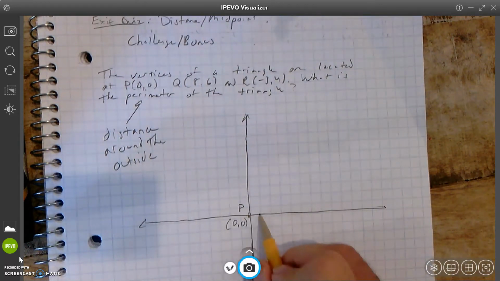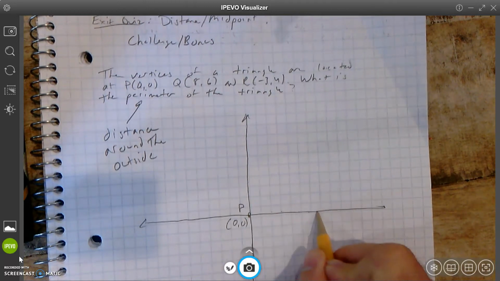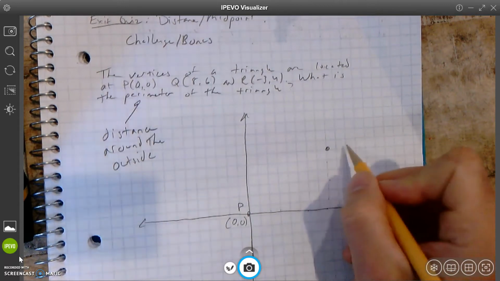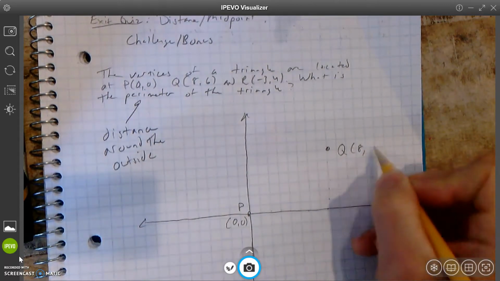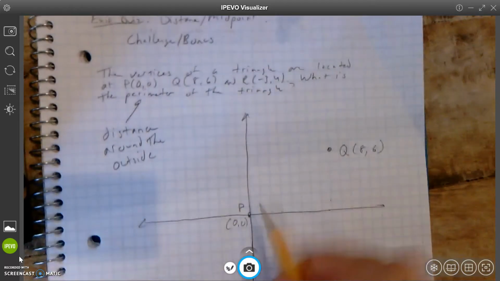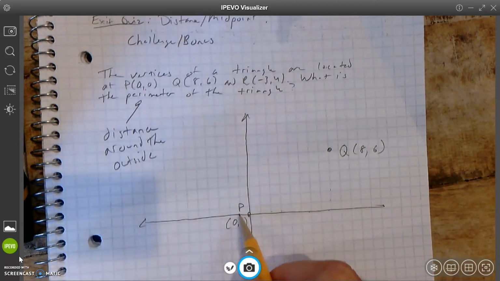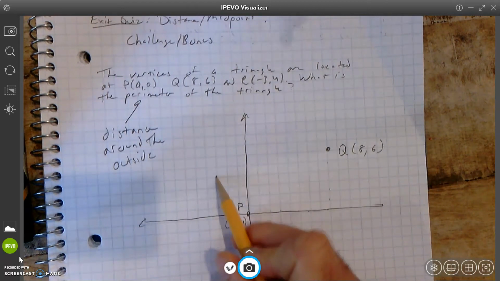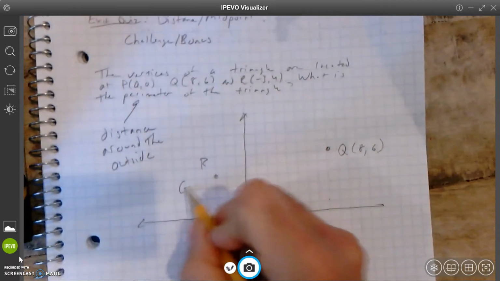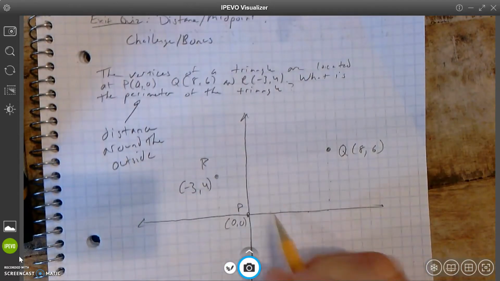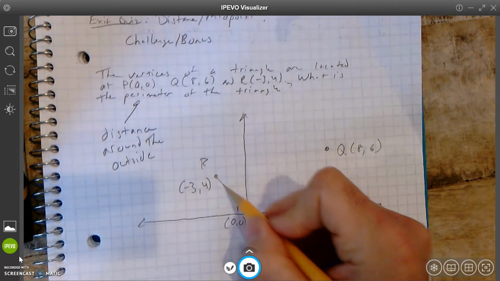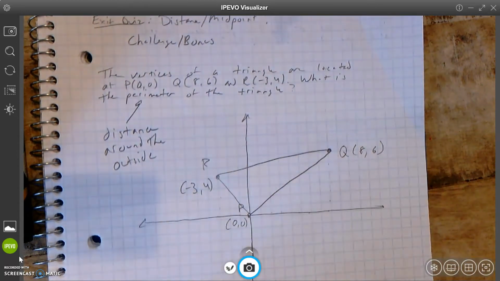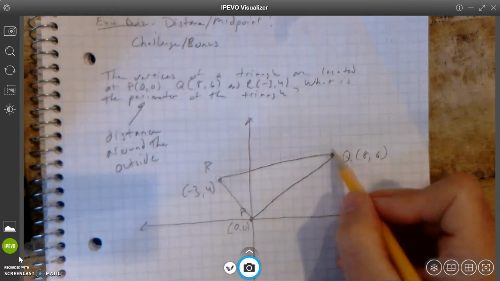So Q is 8, 6. 1, 2, 3, 4, 5, 6, 7, 8. 1, 2, 3, 4, 5, 6. This is Q, which is 8, 6. And then R is negative 3, 4. So 1, 2, 3 left, that's negative. 1, 2, 3, 4. So here's R, which is negative 3, 4. I have 3 points, so I connect the dots. So here's the triangle. I want to find the perimeter on the outside.